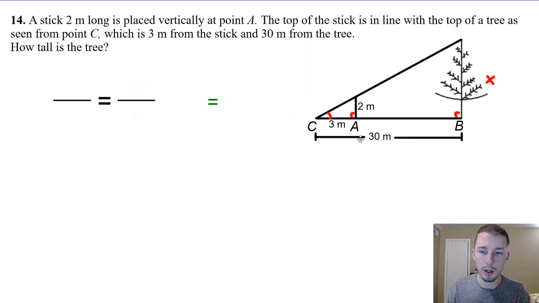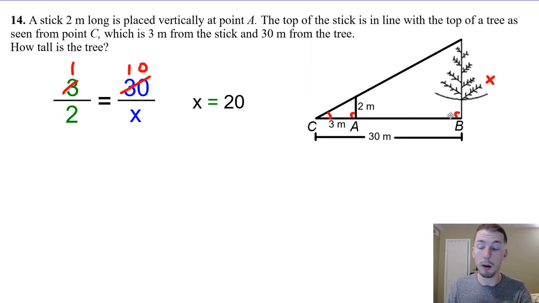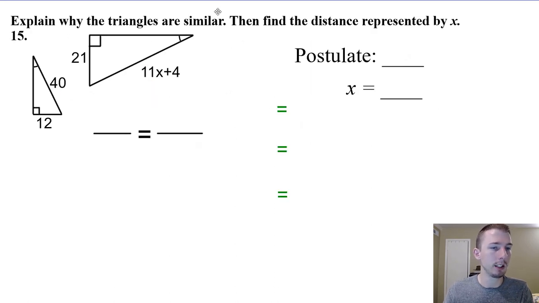So I know 3 corresponds with 30, just as 2 corresponds with x. You actually can reduce this before you multiply, so you can take the 3 out of both of those, so we get 1 and 10. So when I do that, I get x is equal to 20. You also probably can see the scale factor. If I'm going from 3 to 30, multiplying by 10, so what's 2 going to turn into? 20. So how tall is the tree? 20 meters.